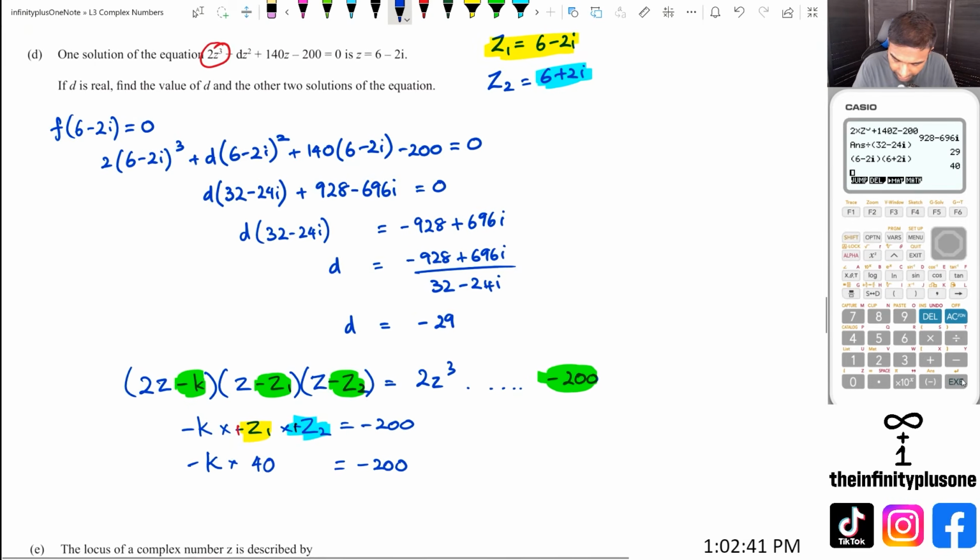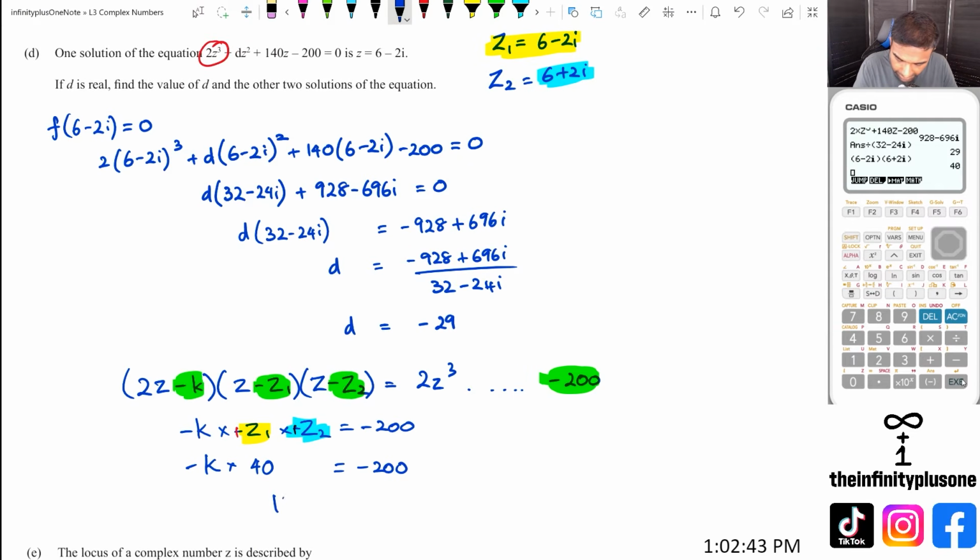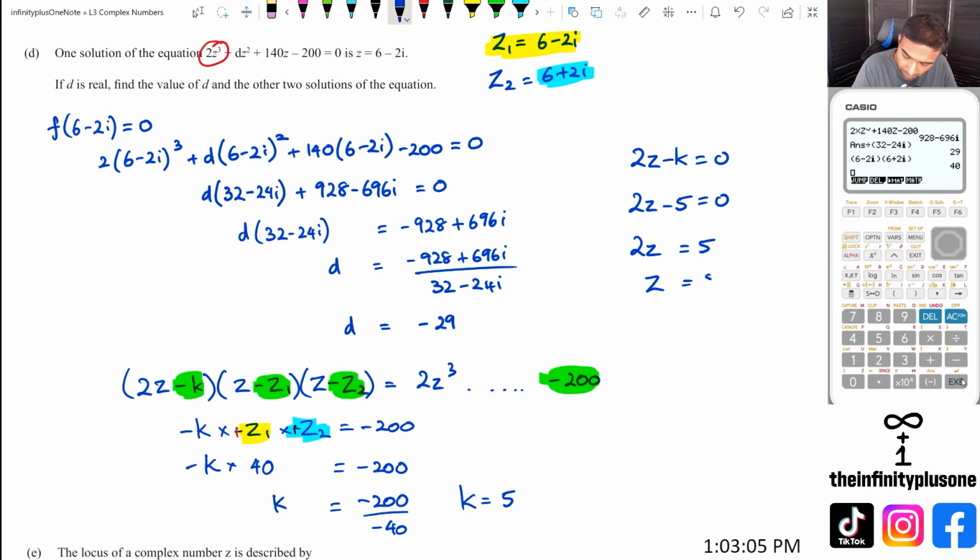So from here, what I can then say is k equals negative 200 divided by negative 40, so k is equal to positive 5. But remember that it has 2z minus k, so 2z minus k is equal to 0, 2z minus 5 is equal to 0, and then 2z is equal to positive 5, and then z is equal to 5 over 2. So your third solution is actually 5 over 2.